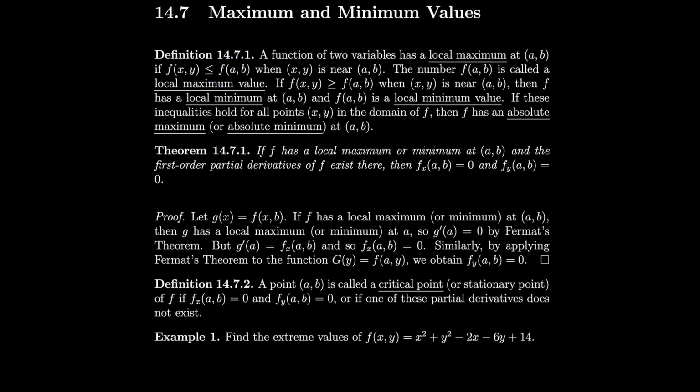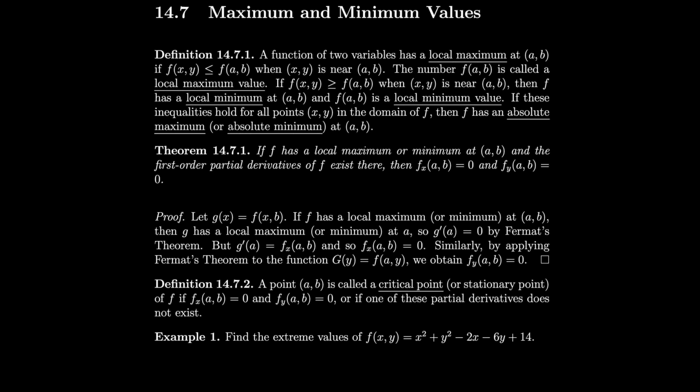And if we're looking at a point and all the nearby points are bigger, so the point that we're looking at is smaller than all of the nearby points, then it must be a local minimum. And then if these inequalities hold for all points in the domain of f, then it must be an absolute maximum or absolute minimum, pretty much the same way as we saw in single variable calculus.